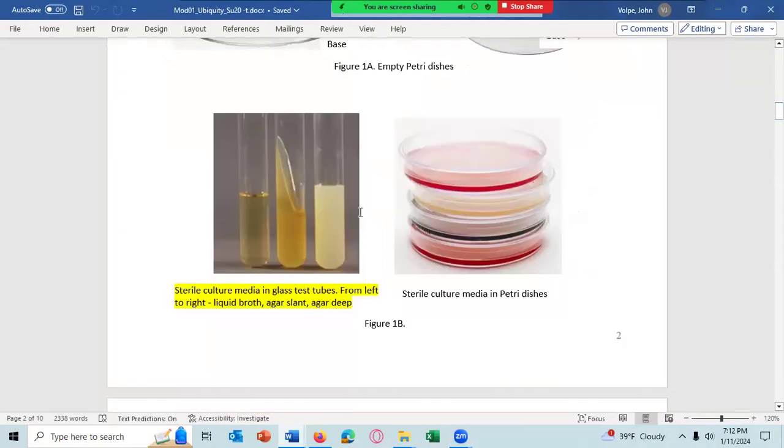Our liquid media that we call broths are normally grown in a test tube, and here we have a broth. Here we have test tubes with solid media. This one here is called the slant for obvious reasons. It forms a slant, and where the agar goes across straight, we call these deep, or an agar deep.